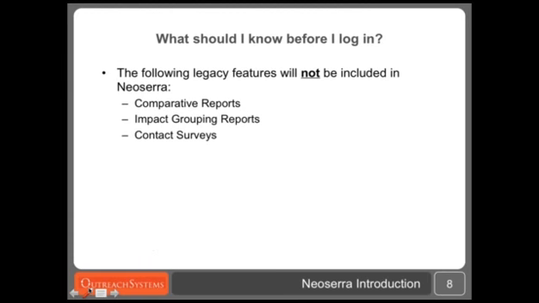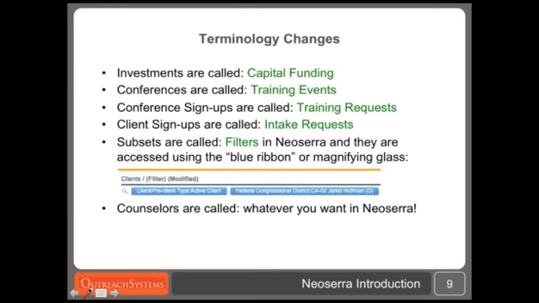There's a few features that are currently available in WebCats that will not be migrated over to Neoserra, and they include the comparative reports, the impact grouping reports, and the contact surveys. Based upon over 15 years of WebCats usage, we've determined that these reports and these surveys are actually never really used. So hopefully there will not be any loss when you migrate over from WebCats to Neoserra.